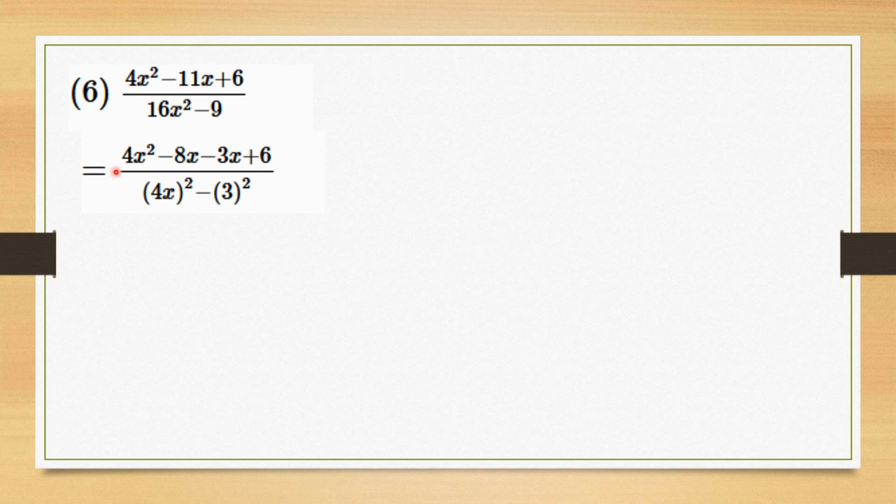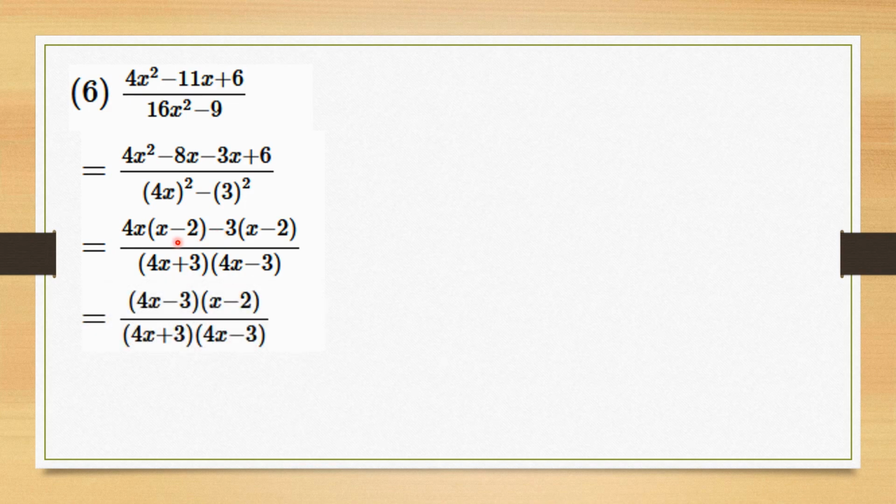So 4x squared minus 8x minus 3x plus 6, and the denominator (4x) the whole squared minus (3) the whole squared. From the first two terms of the numerator, we'll take 4x common, and inside the bracket we'll be left with x minus 2. And in the next pair, we'll take minus 3 common, and inside the bracket we'll be left with x minus 2. In the denominator, we'll use the formula a squared minus b squared. So this becomes 4x plus 3 into 4x minus 3.